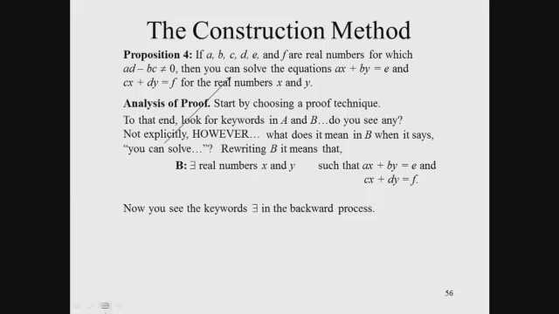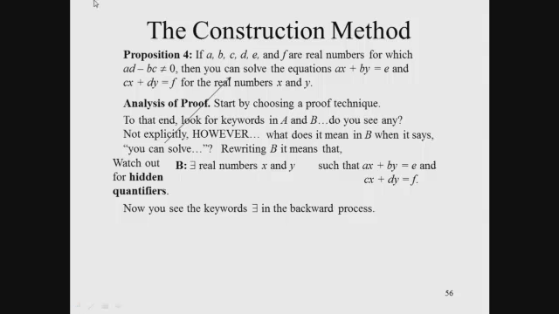So something you have to learn to do is be careful of what I call hidden quantifiers, hidden keywords. They're actually there when you say you can solve. What that really means is there are real numbers x and y for which you can solve the two equations. Now that we see the keywords there is in the backward process, what proof technique should we use? The construction method.